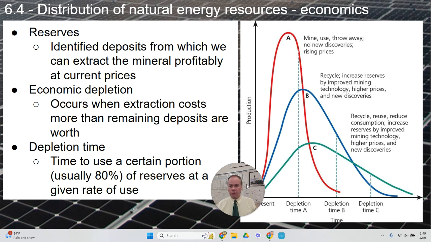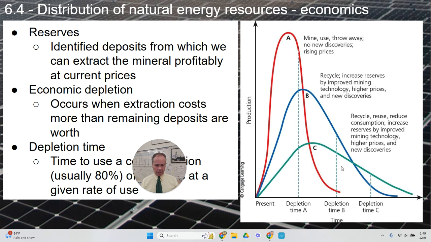And this is sort of like totaling a car. When the cost to repair a car is greater than the value, we say the car is totaled. That's sort of the idea about economic depletion of resources. And finally, depletion time is a term that we use to tell how long it will take before a given resource is depleted, given current rates of usage.